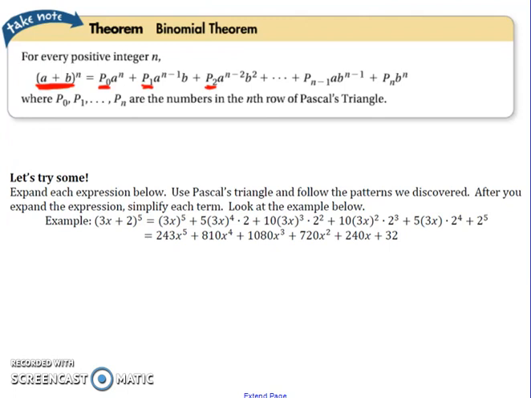And then the exponents, you start off with n, and then n minus 1, because those are going down, and there's no b in the first spot. Then it's b to the first, b to the second. So the y values, whatever's in the second spot, are going up in exponents, and the first spot is going down in exponents. We're going to look at an example in the next video.